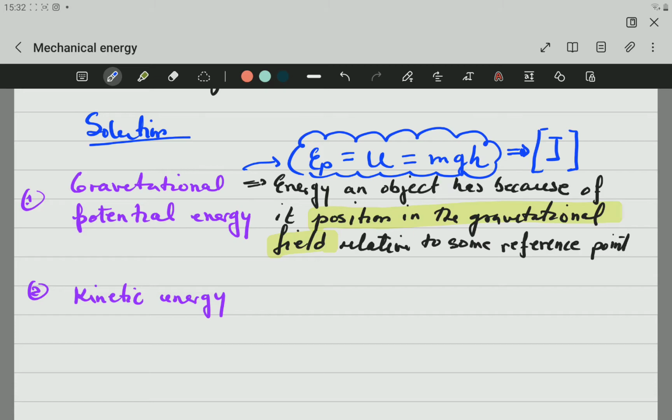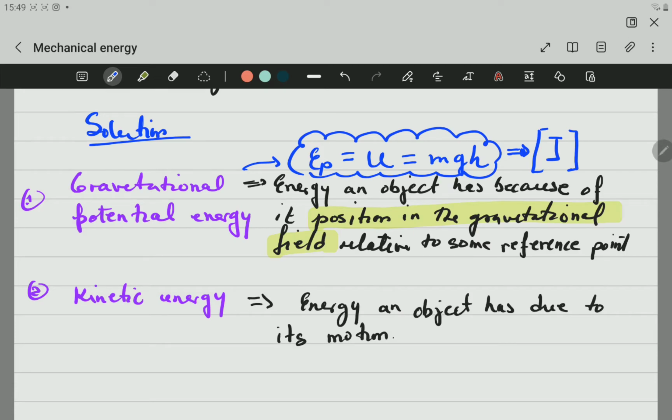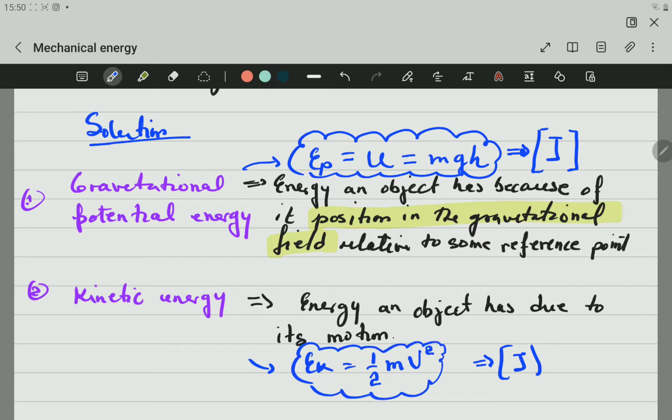And now, what is kinetic energy? Kinetic energy is the energy an object has due to its motion. So every time an object moves, it has kinetic energy. The symbol for kinetic energy is going to be EK, and this is equal to half multiplied by the mass of that object multiplied by the speed of the object to the power 2. And the unit for this one is again going to be the joule. Okay, so this is the other energy we learn in class.